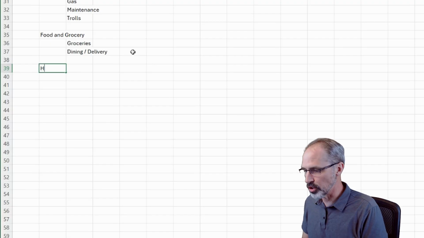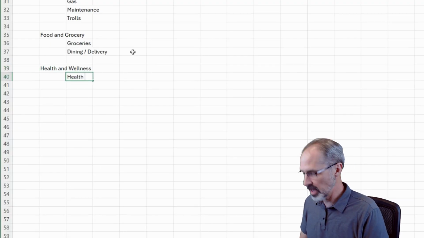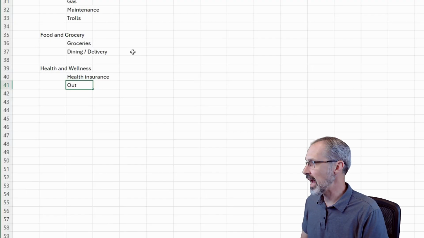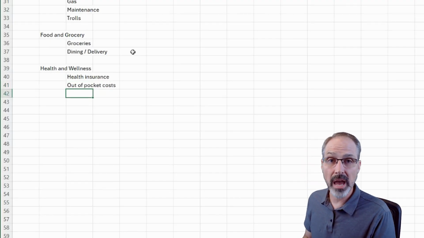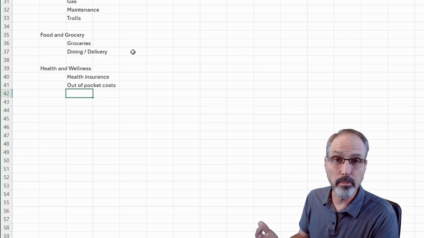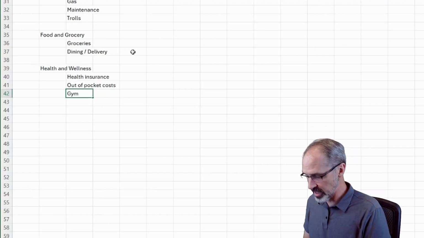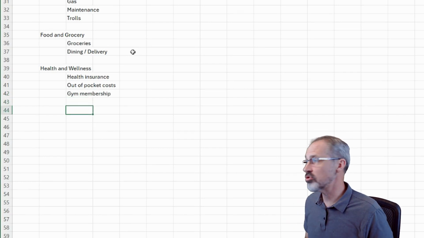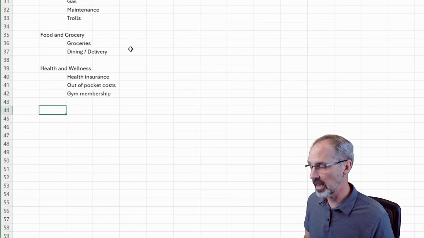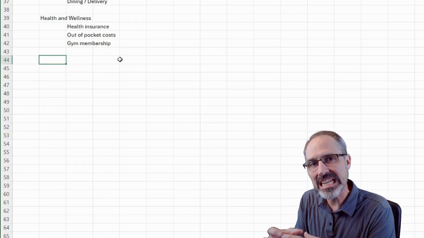All right, so let's now do health and wellness categories. Let's do things like health insurance, out of pocket. That's your co-pays or anything you need to pay on top of, or bills that aren't handled within the insurance. We can also add things like gym membership and that sort of thing. This is, again, just let's track everything that we can. What we want to do is be as granular as is easy to do.